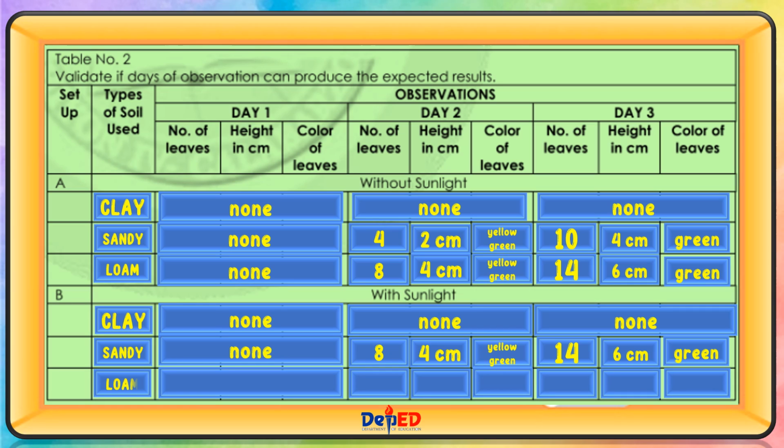Type of soil used with sunlight, loam. Day 1, number of leaves, height in cm, color of leaves: none. Day 2, number of leaves, 10. Height in cm in day 2 is 6 cm. Color of leaves, yellow-green. Day 3, number of leaves, 20. Height in cm, 10 cm. Color of leaves, green.